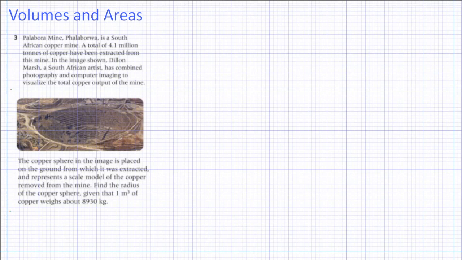Okay, so the next doubts that I'm going to solve here, you can pause the video to read the question, but it's basically a mine, and we're given how much copper has been extracted from it. So we know that it's 4.1 million tons. So million, that's 10 to the power 6 tons, which is 10 to the power of 3 kilograms. Alright, so this would be 4.1 times 10 to the power of 9 kilograms. That's given.